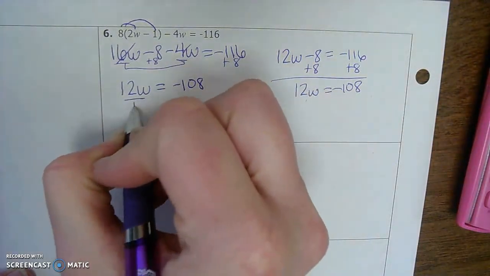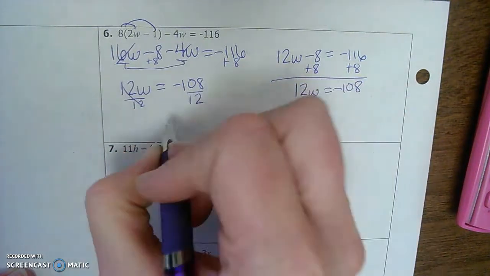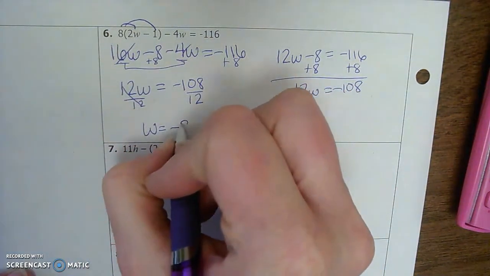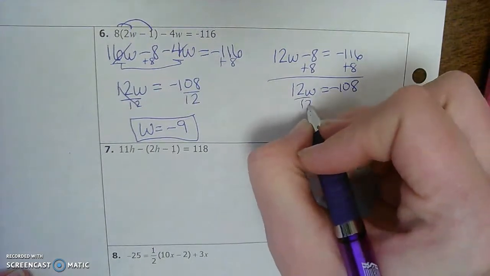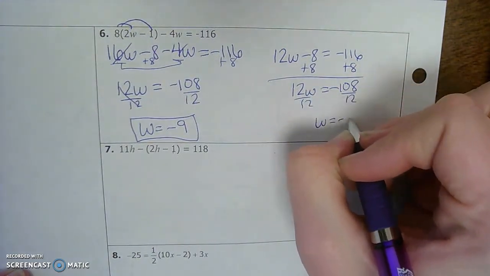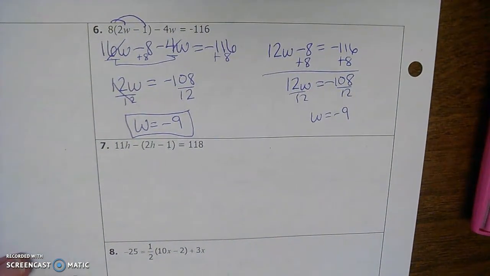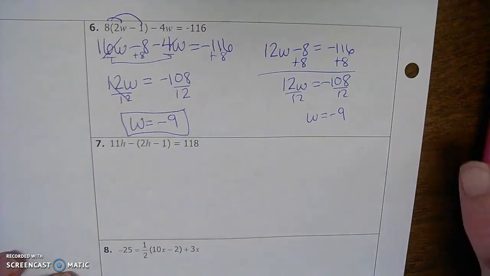Then we need to divide to get rid of the 12. So divide both sides by 12. W equals negative 9. So either way you do it, you should end up with W equals negative 9.